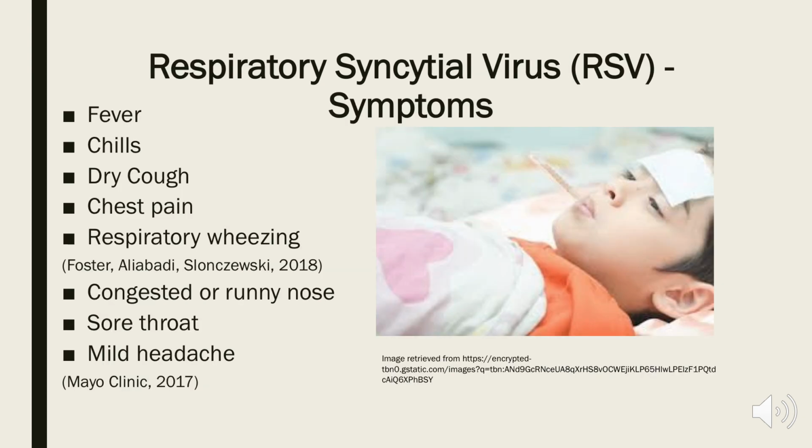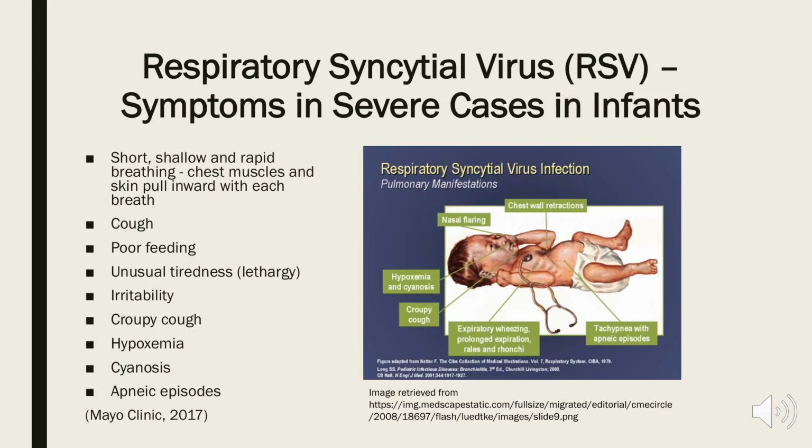Symptoms of RSV are fever, chills, dry cough, chest pain, respiratory wheezing, congested or runny nose, sore throat, and mild headache. RSV symptoms in severe cases in infants include poor feeding, unusual tiredness, lethargy, irritability, hypoxemia, cyanosis, and apneic episodes.